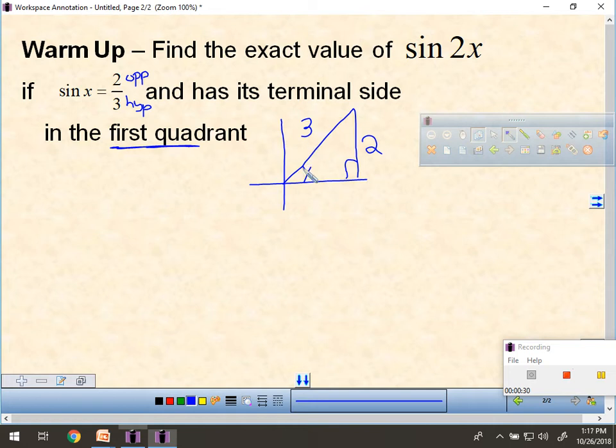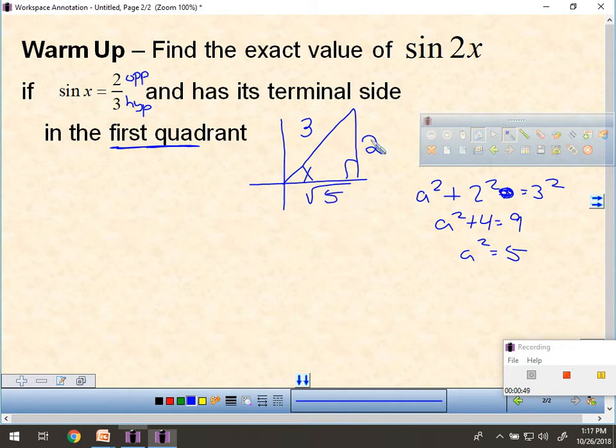Once I've got that, I'm going to go ahead and find the missing leg. That's right, so I do a squared plus 2 squared equals 3 squared, so that'll give me a squared plus 4 is equal to 9, so you get a squared is 5, so that means that this leg is radical 5.